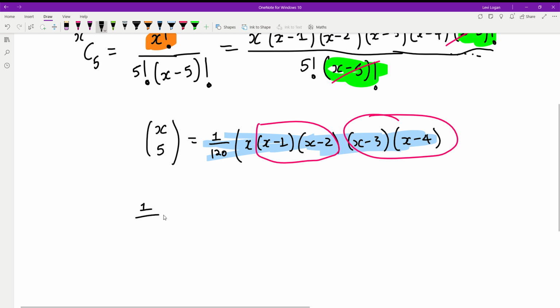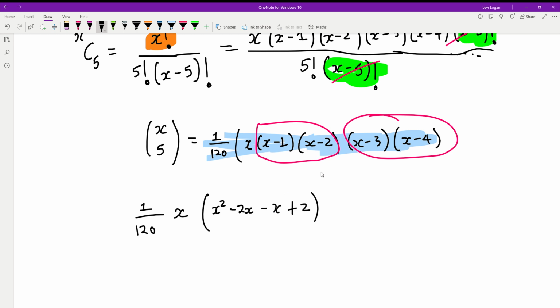So this will be 1 on 120, and x times this first one: x times x gives you x squared, x times minus 2 gives you minus 2x, negative 1 times x gives you minus x, negative 1 times negative 2 gives you positive 2, so that's that first bit there. And this is getting multiplied by this bit here: x times x gives you x squared, x times minus 4 gives you minus 4x, negative 3 times x gives you minus 3x, and then negative 3 times minus 4 gives you positive 12, okay?